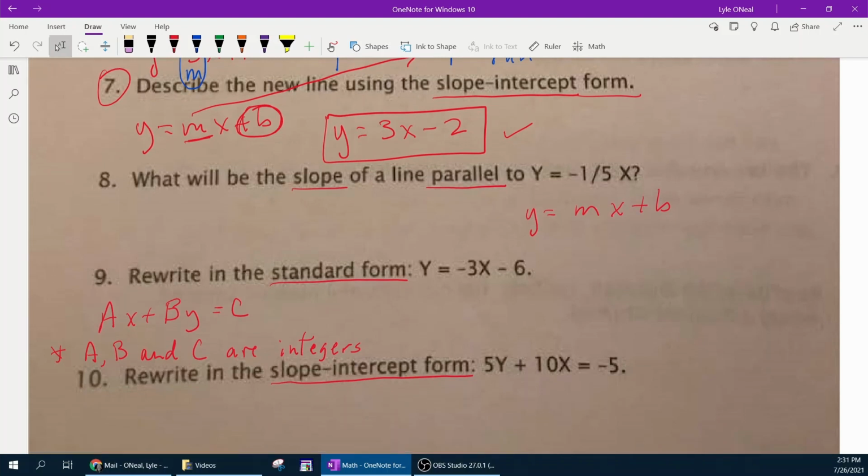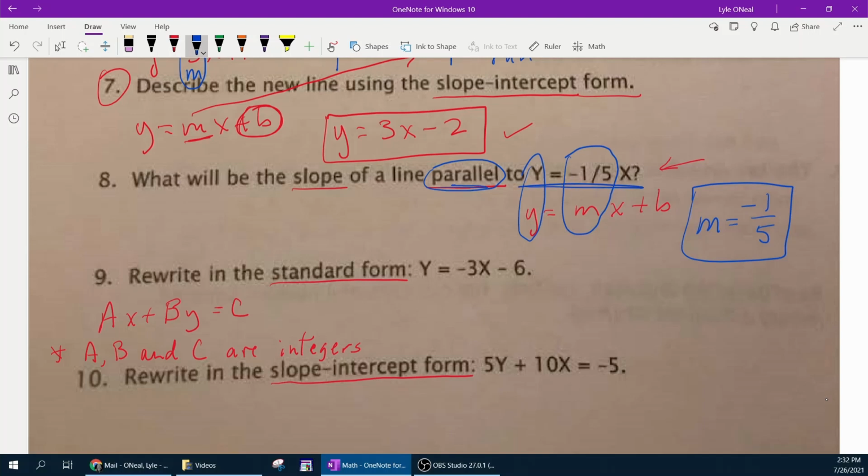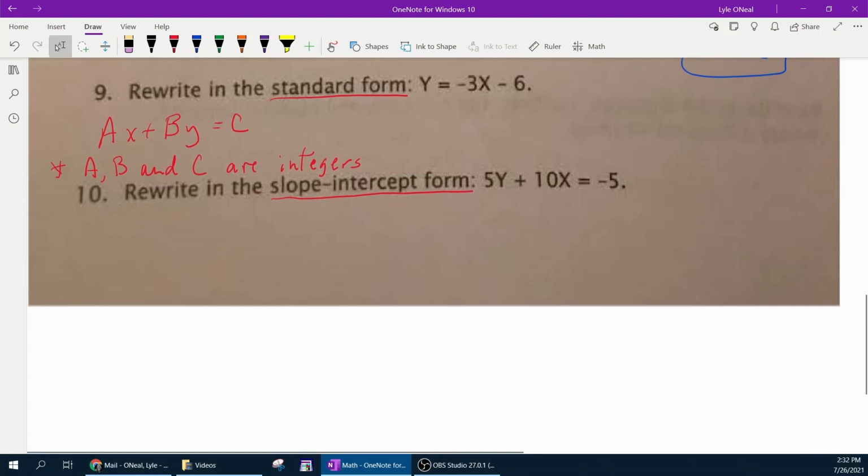Now, it says what will be the slope of a line parallel to this equation. Okay, so this is a new question, not related to anything we've already done, but we do know that parallel lines have the same slope, and if you have y by itself, then the slope is the coefficient of x, which in this case is -1/5. So it says what will be the slope of this line? It's going to be -1/5. That would be the slope of a line parallel to this equation. Yay, so far so good.